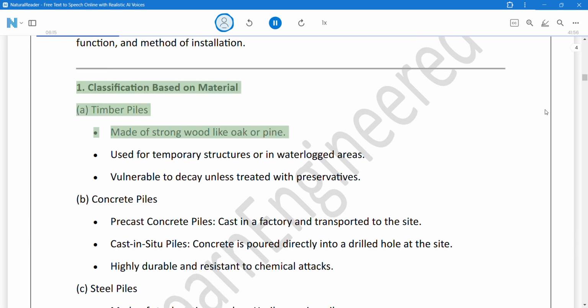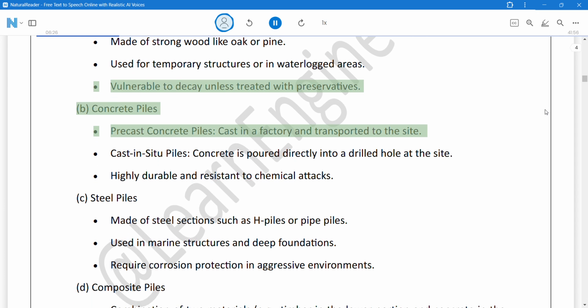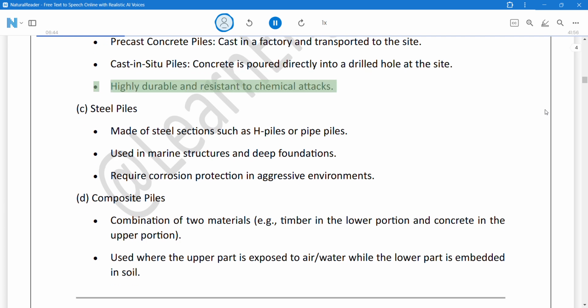1. Classification based on material: timber piles made of strong wood like oak or pine. Used for temporary structures or in waterlogged areas. Vulnerable to decay unless treated with preservatives. Concrete piles: precast concrete piles, cast in a factory and transported to the site. Cast in situ piles: concrete is poured directly into a drilled hole at the site. Highly durable and resistant to chemical attacks.